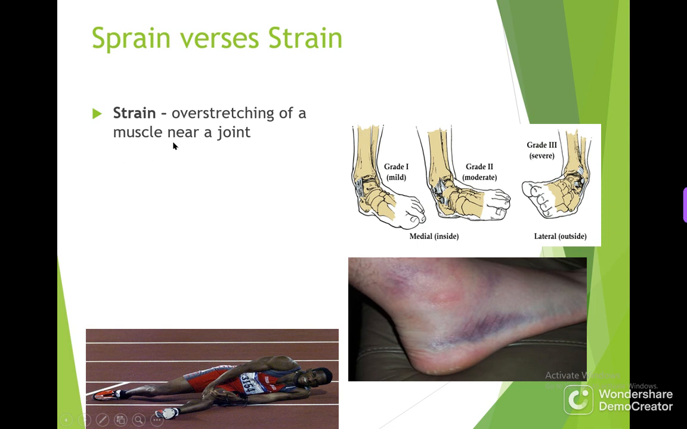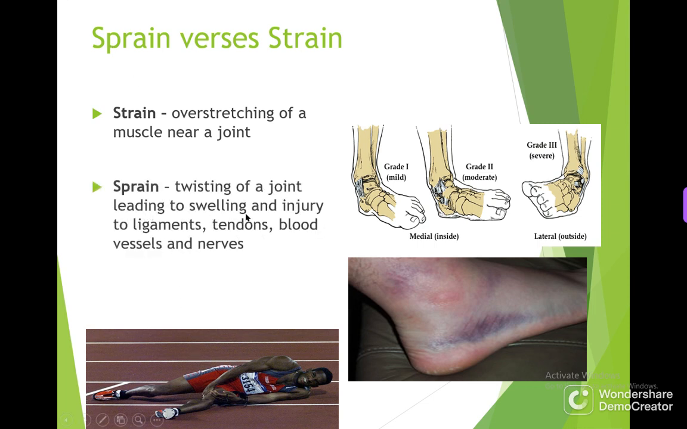Strain, what do you mean by strain? Strain means overstretching of a muscle near a joint. Overstretching. You get pain there, it may be swelling. Sprain is a different terminology. Sprain means twisting of the joint, leading to swelling and injury to ligaments, tendons, blood vessels, and nerves. It can lead to trauma near the joint bones, and those who have osteoporosis, it can definitely cause a fracture.